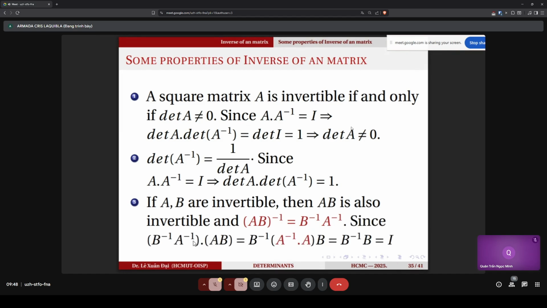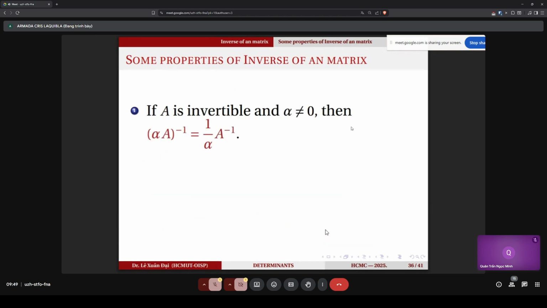This one, class, is the inverse of AB because when you multiply it with the matrix AB, the result is identity. Then you apply the associative property. A inverse times A is equal to I, then this becomes B inverse times B, which is also equal to identity I. That is the reason why the inverse of AB is equal to B inverse A inverse.